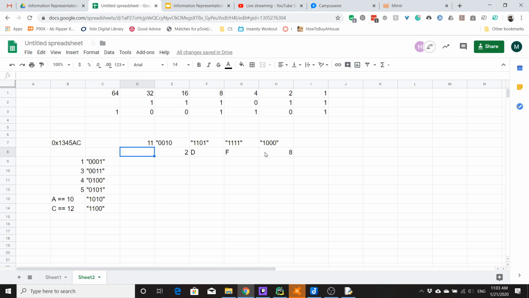not 12. Remember the zeros, right? We're missing some zeros, so where do we put the zeros at? In the front, right? So the zeros would go in the front, so you get 0011, which is 3. So the answer that we have here is 0x32DF8.